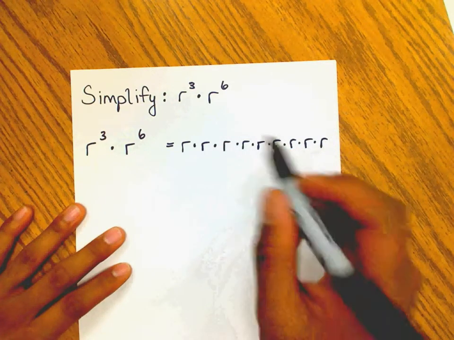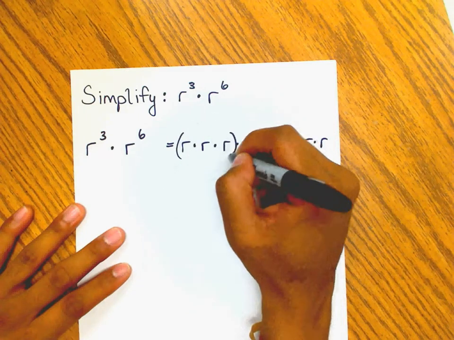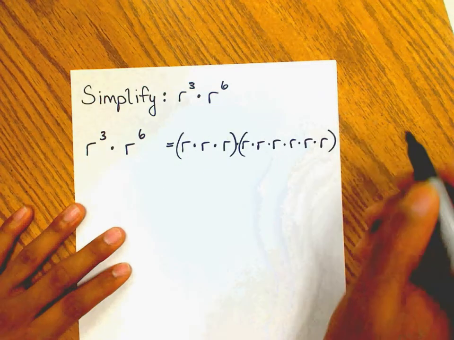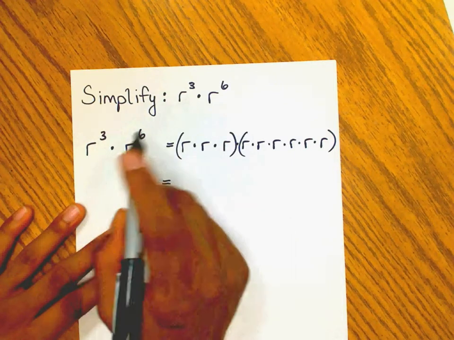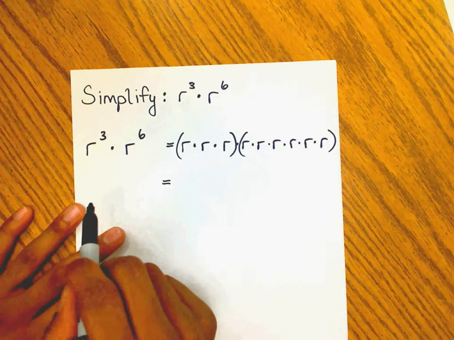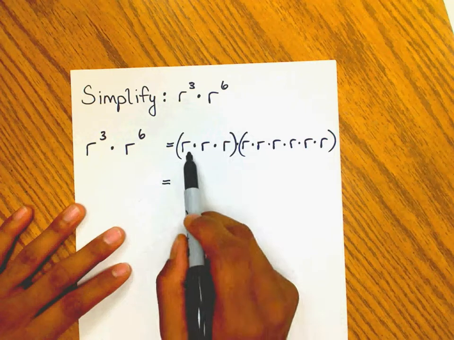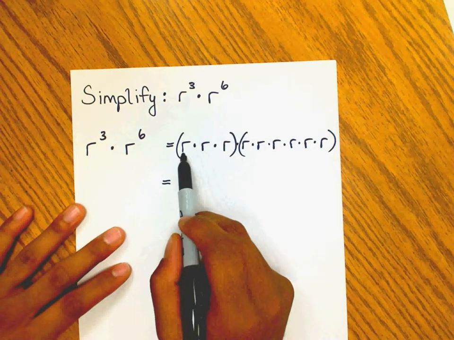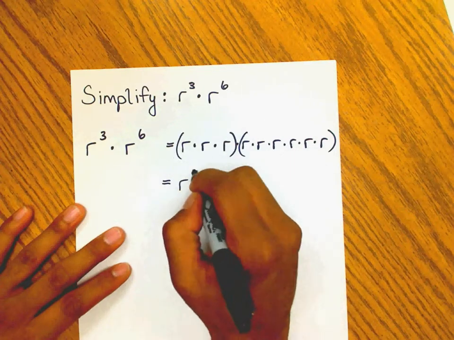Cool. So, as a matter of fact, what I'll even do, put parentheses around it so that way we can see. Now, simplifying just means writing it in terms of the base of r just one time, and we got to simplify the exponent. Well, to simplify the exponent, we just need to count up how many r's there are. 1, 2, 3, 4, 5, 6, 7, 8, 9. So my final answer would be r to the ninth.